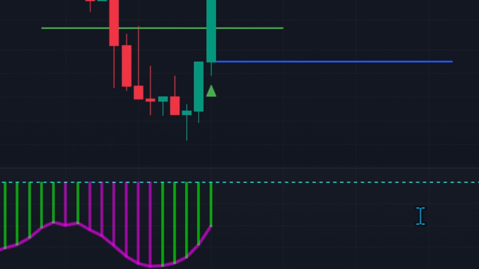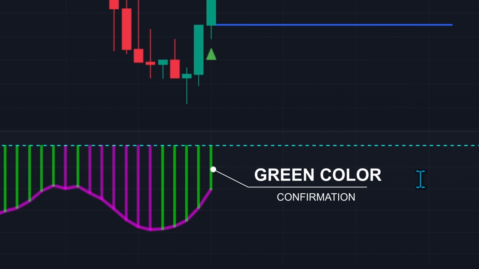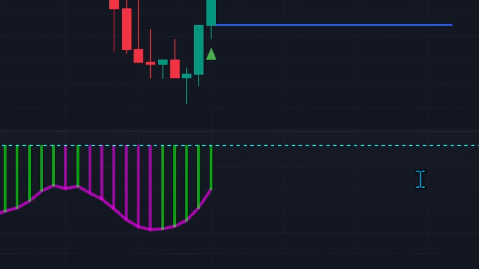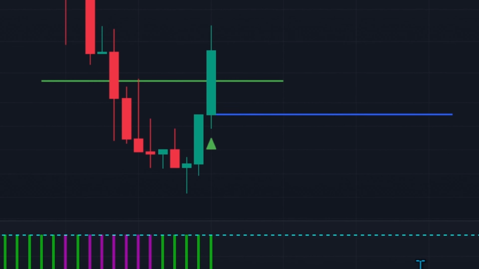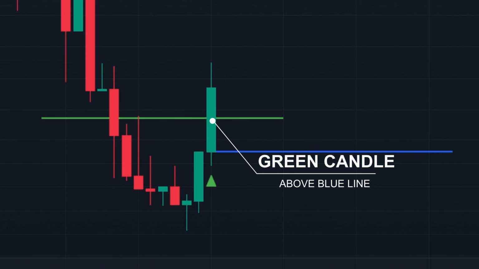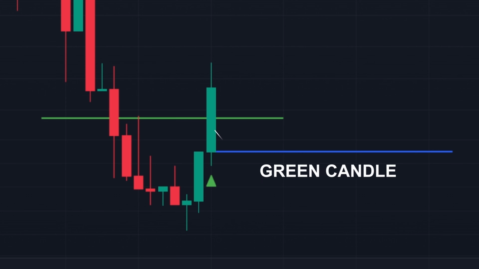Second, we will need to take a look at the reverse EMA. We will need to make sure that it is in green color. This indicates that the market is in an uptrend. Third condition is that the candle is formed above the blue line. This condition supports the market trend. And lastly, make sure that it is a green candle.